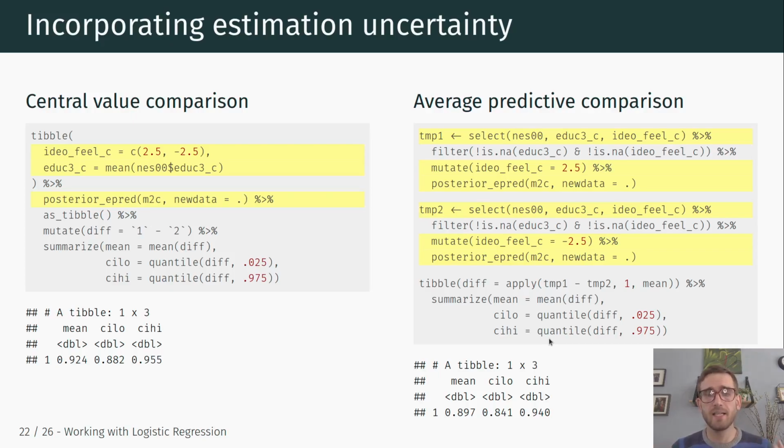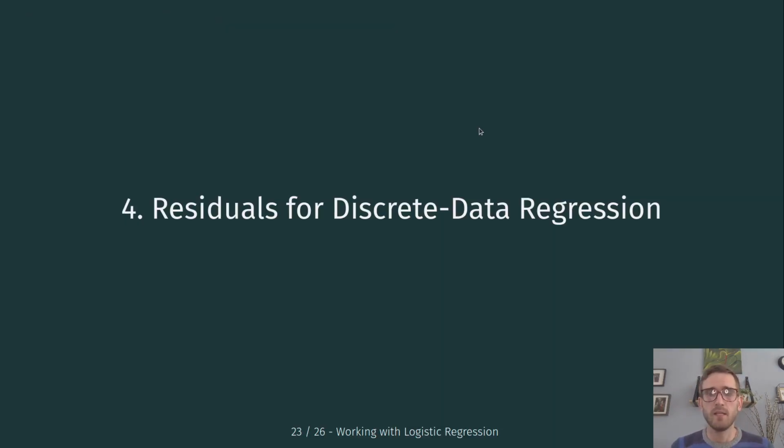Again, the goal is to compute changes for scenarios that are actually meaningful, that are actually represented in our sample. And the better way to do that is to use the average predictive comparison rather than the central value comparison. Okay. All right, that's it for now. In the last video, I'm going to talk about residual plots for discrete data regression.